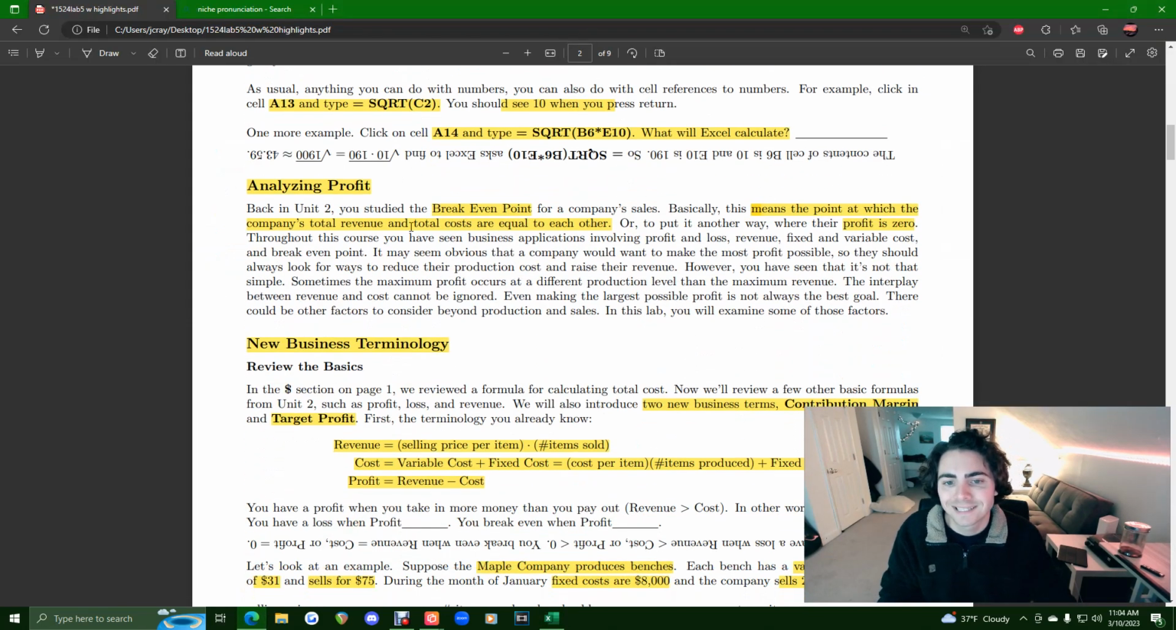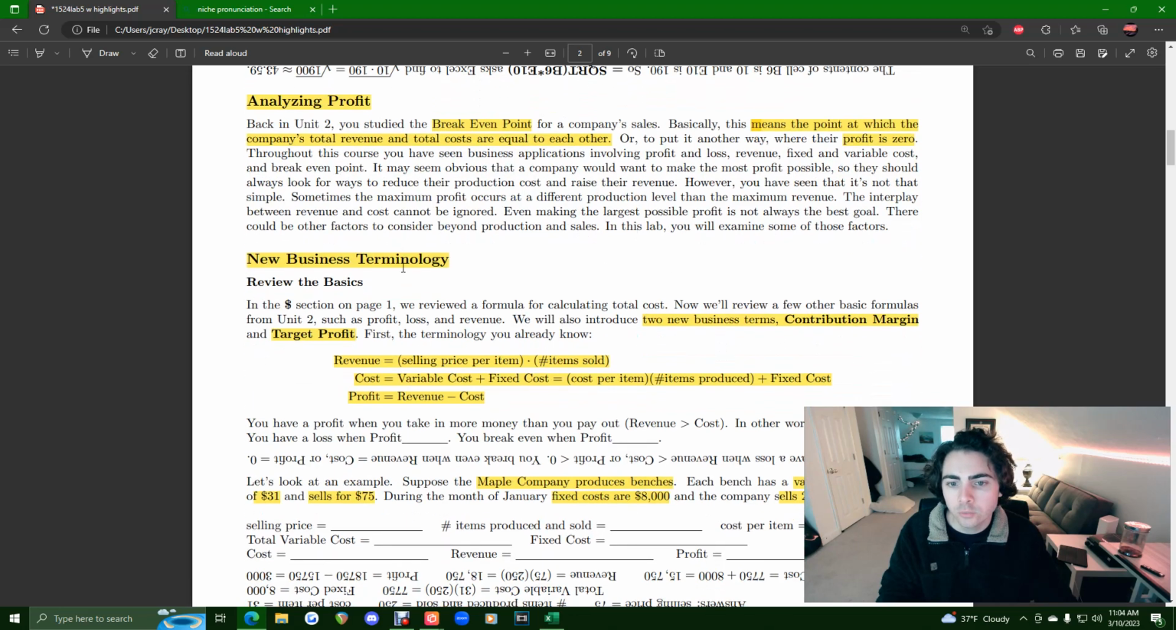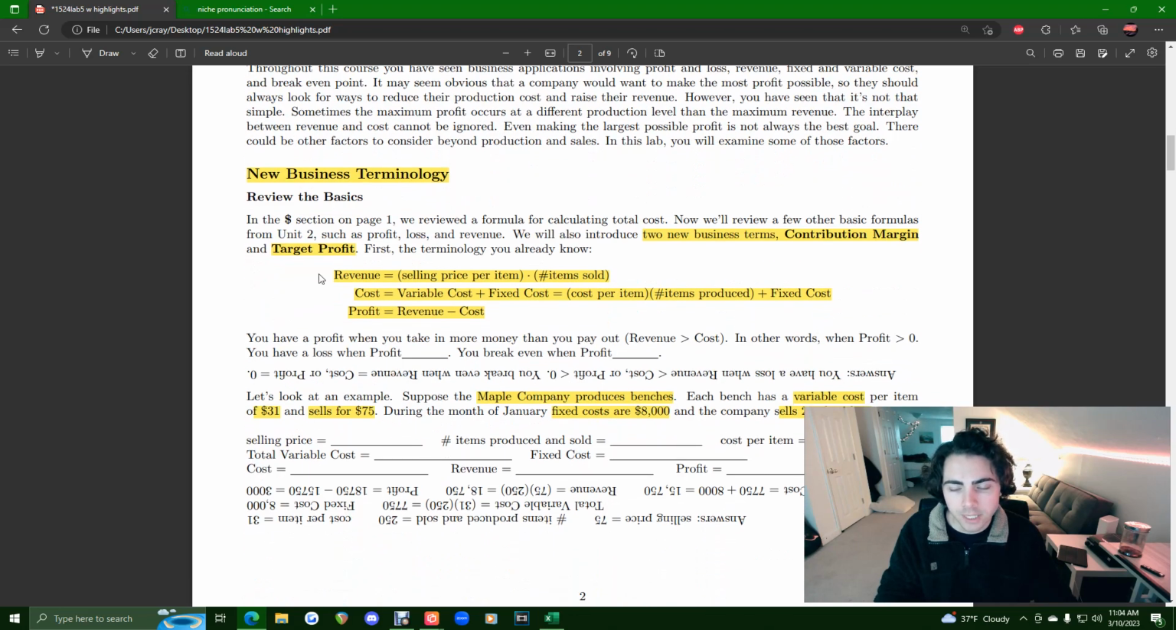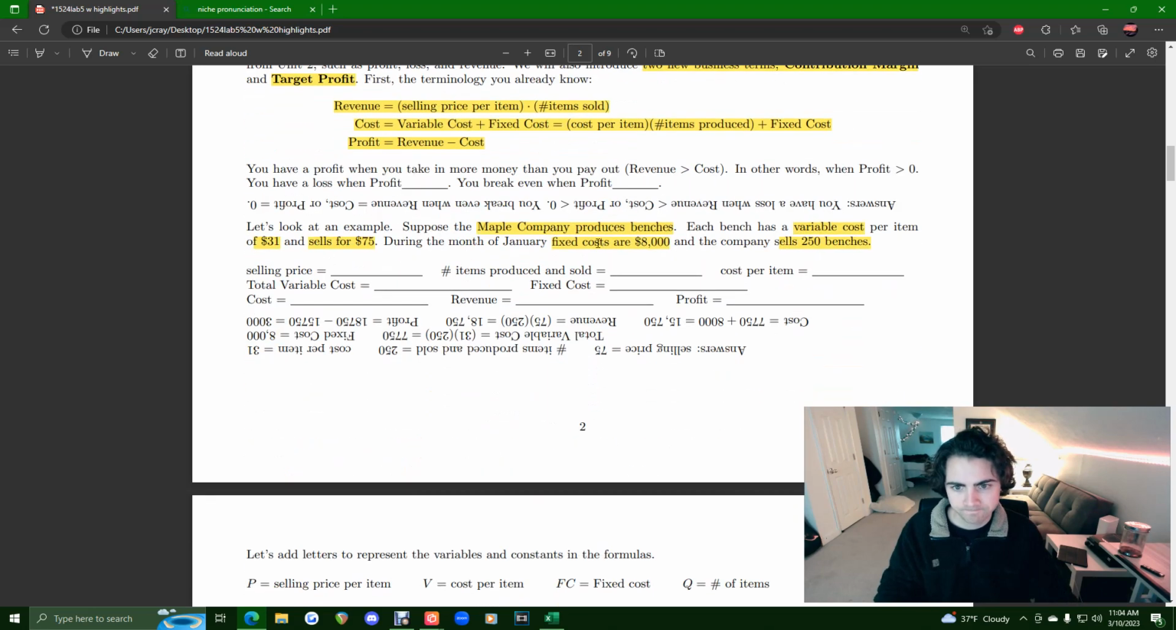Analyzing profit. In Unit 2, you studied break even, which is the point at which the company's total revenue and total costs are equal to each other. In other words, where the profit is 0. Okay, new business terminology, review the basics. We know we have revenue, cost, and profit. And then we'll have 2 new business terms, contribution margin and target profit.